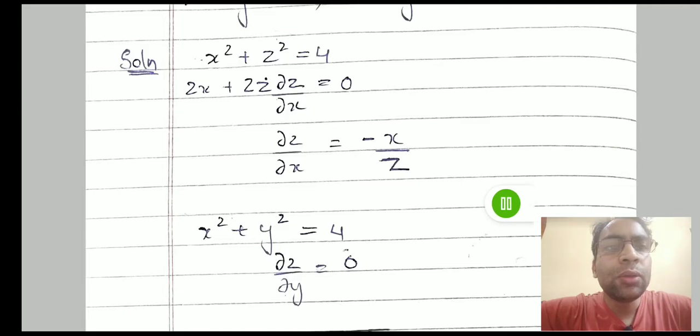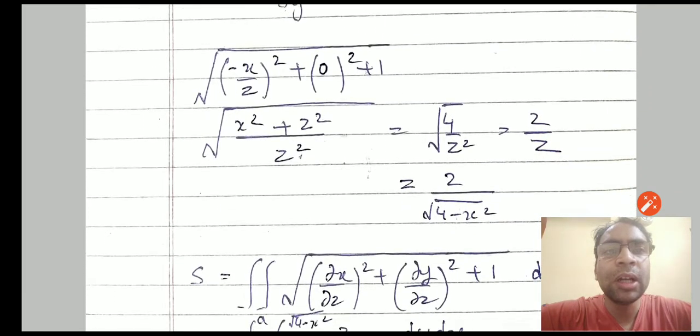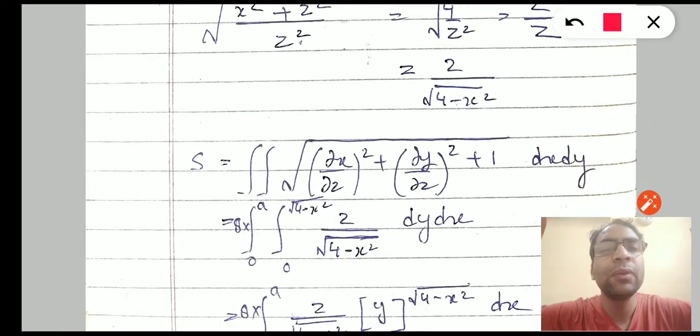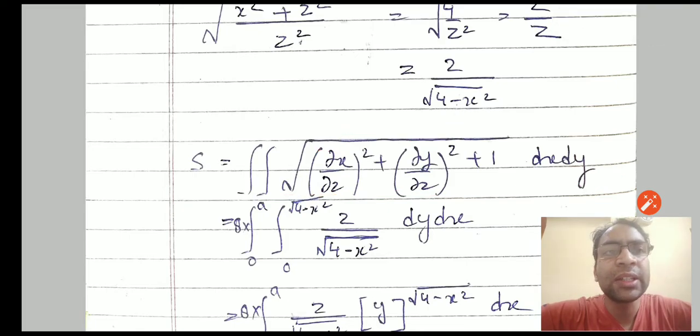Now from this first equation, as we have seen, we need the formula to find out the surface area. Let's look at the formula, it will be easier for us to solve the question. This is the formula to calculate the surface area, where we need del x upon del z and del y upon del z, and we need to keep them into the formula and then integrate this.